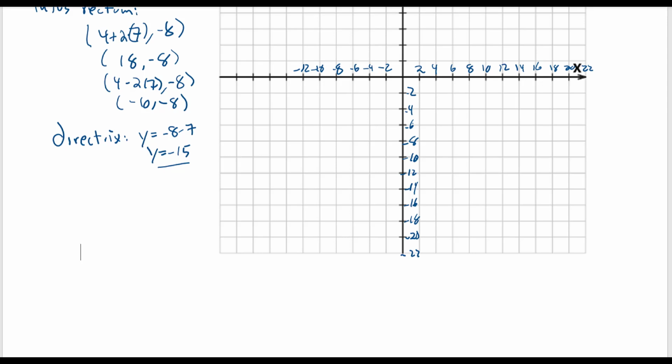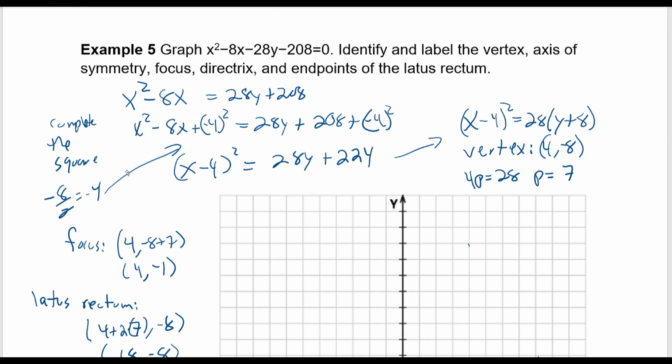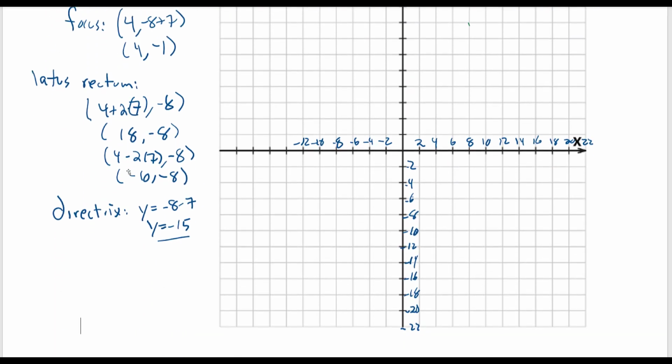We have a vertex we said was at negative 4, negative 8. Why is it not scrolling? Okay, sorry about that. Negative 4, sorry, positive 4, negative 8. We have a focus at positive 4, negative 1. I have to draw through that, so let me erase that. We have the directrix at negative 15.